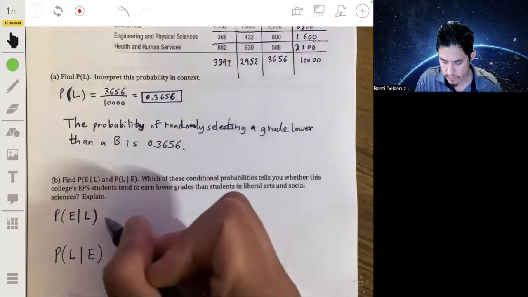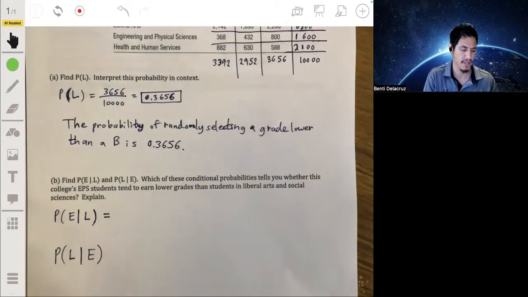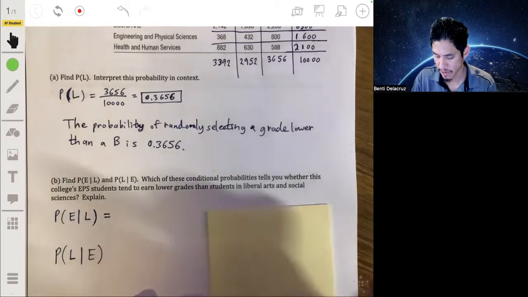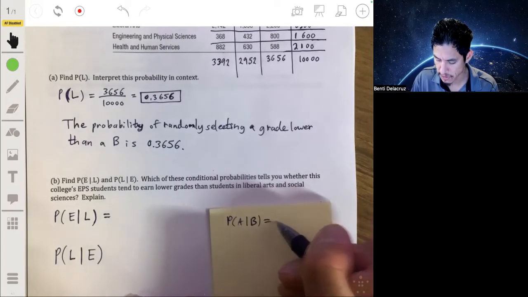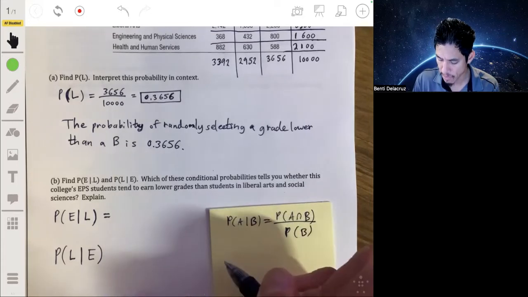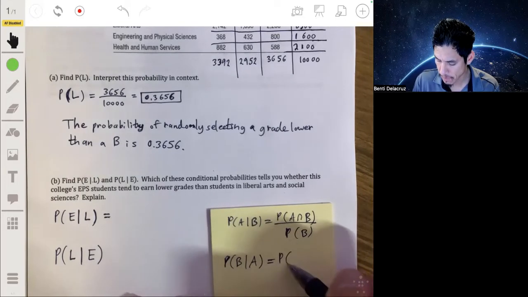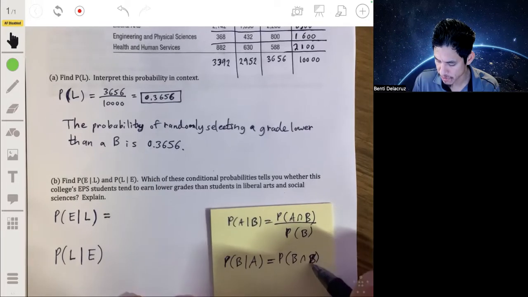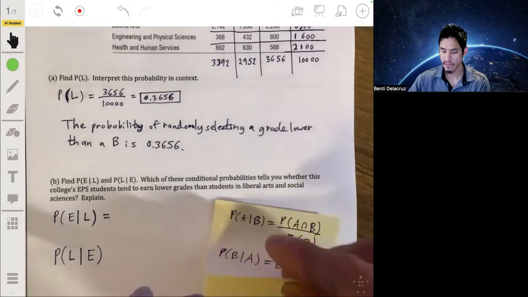Okay, so when we're given the formula officially, initially we're told that the probability of A given B is equal to the probability of A and B over the probability of B, and the probability of B given A is equal to the probability of B and A divided by the probability of A. Let's put that right here.